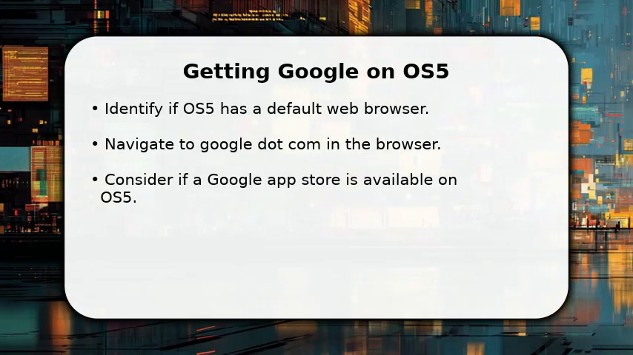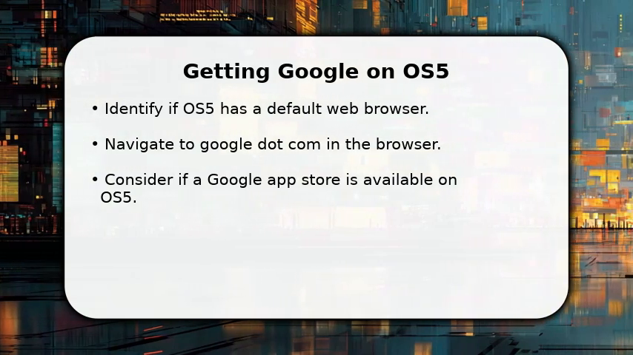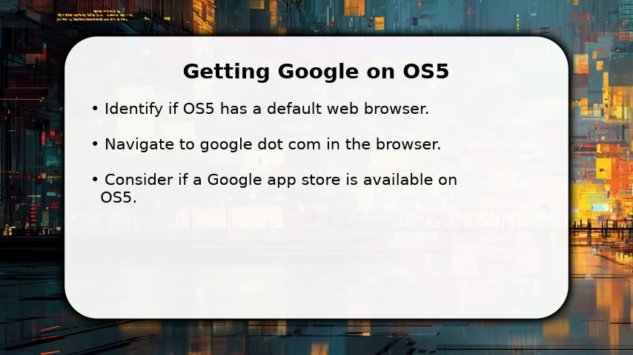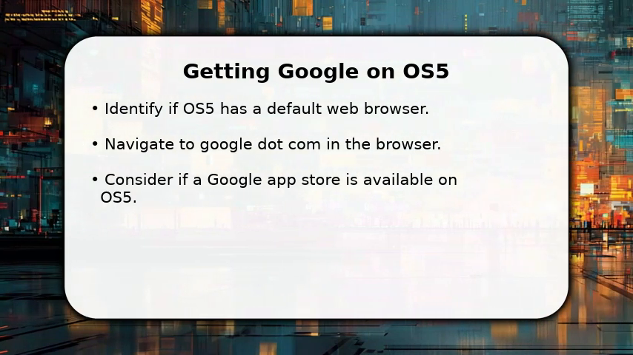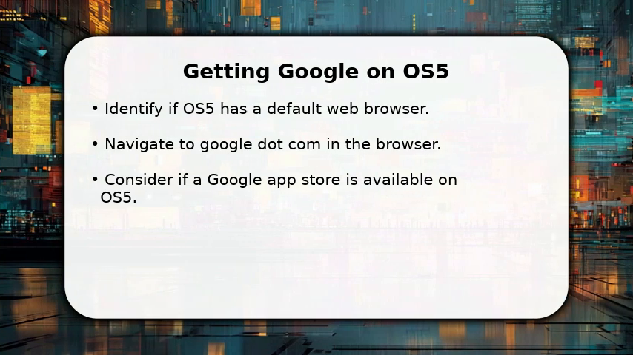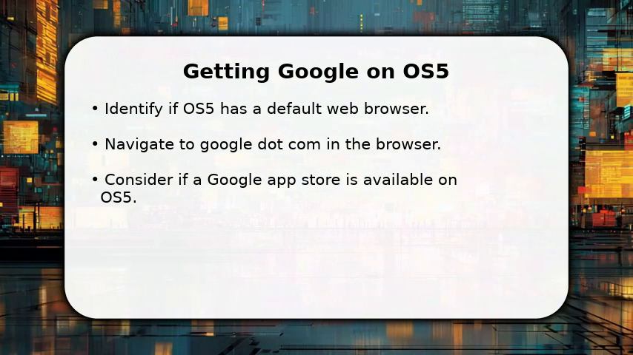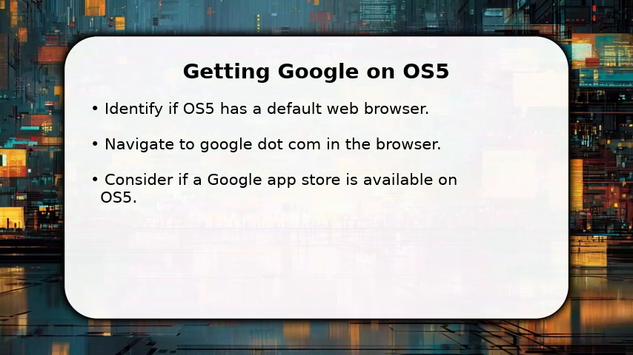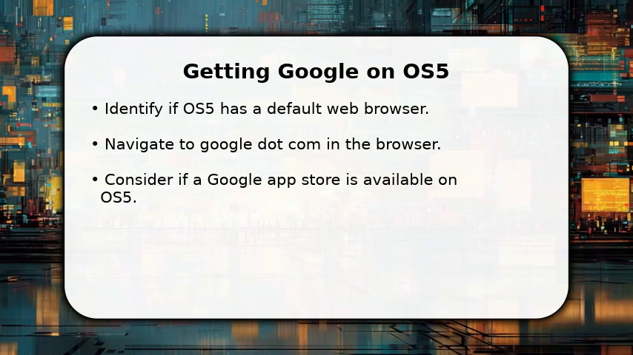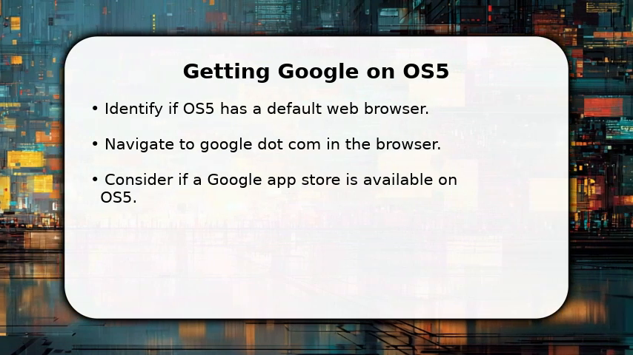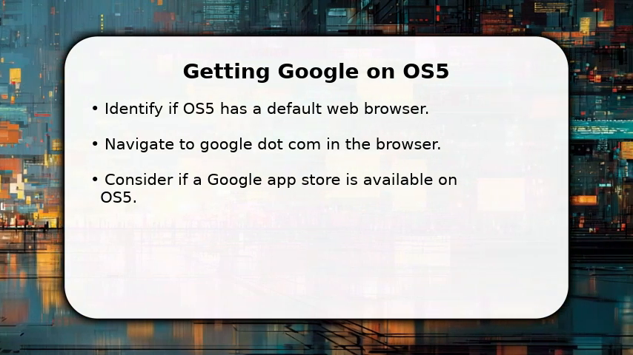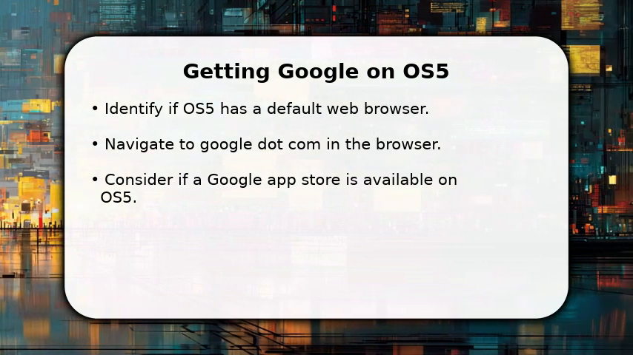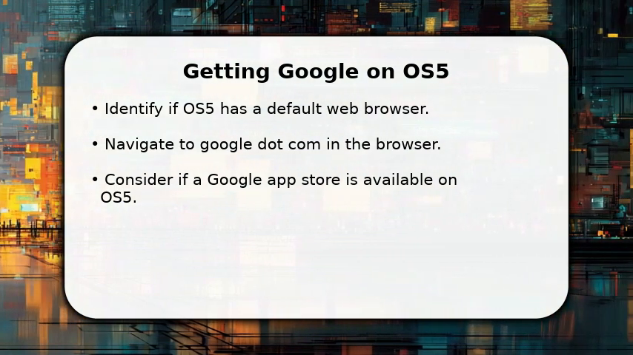In this video, I will explain how to get Google on OS 5. First, let's identify the primary method for accessing web services on your device. Most operating systems, including OS 5, come with a built-in web browser. You'll want to locate this application, which often has an icon resembling a globe or a compass. Once opened, you can directly navigate to Google's website. This is typically the quickest and most straightforward way to begin using Google Search and other web-based services.